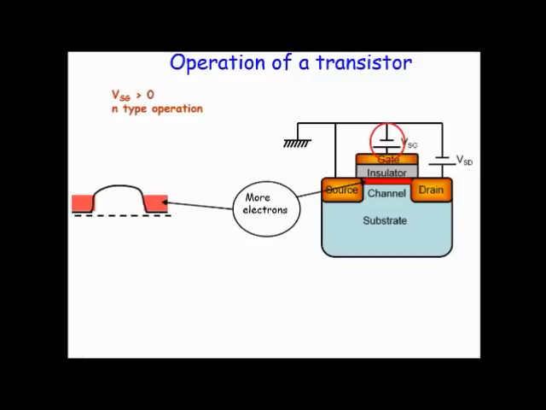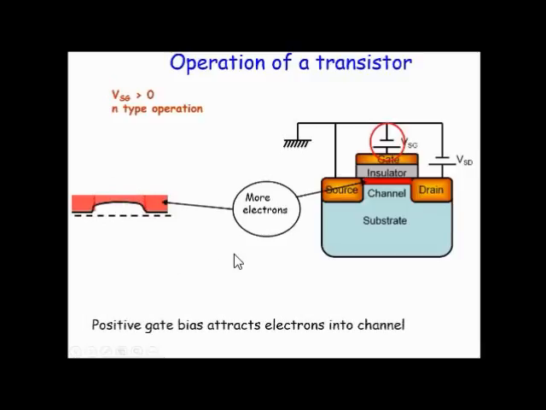So I think you are quite clear how this happens. Now you can see how, after applying a positive potential, a channel is created and more electrons can flow from the drain to source. This is an n-type operation, so VSG is greater than 0. A positive gate bias attracts electrons into the channel, and the channel now becomes more conductive. So this is the basic operation of how a MOSFET works.